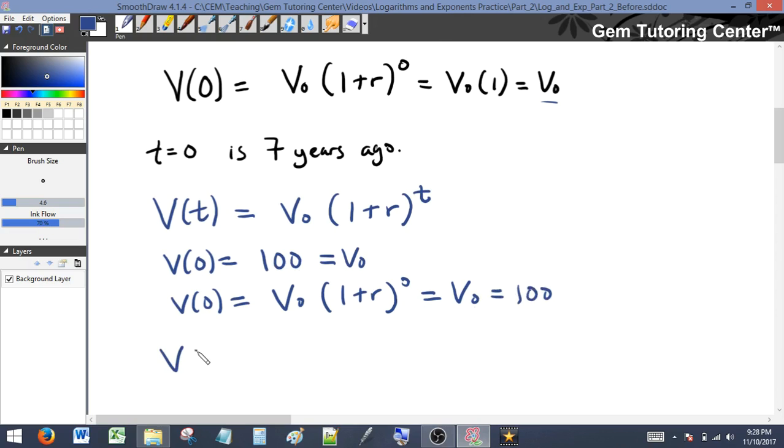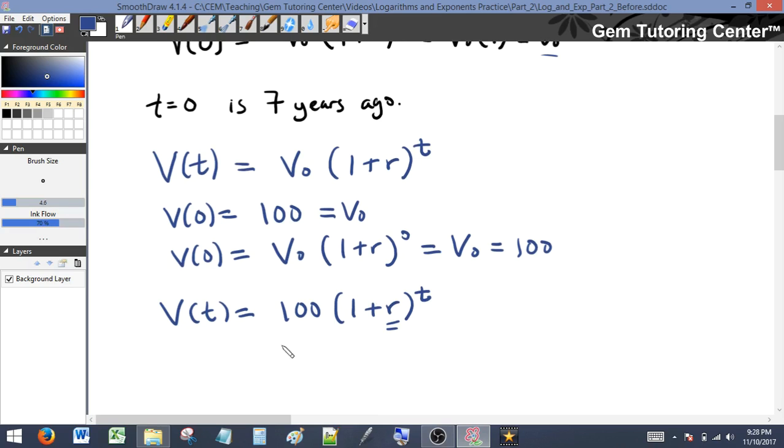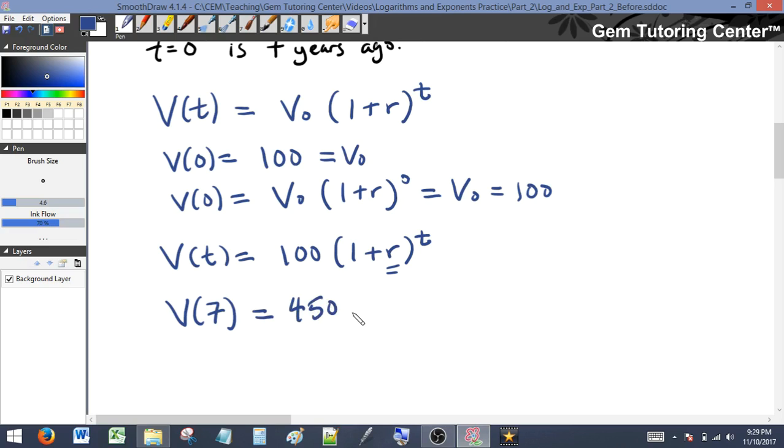So what that means is that our function is now 100 times 1 plus r to the t, and we need to find this r. 7 years later, the art piece is worth $450. When we write the expression for it, we plug in 7 here, and it's equal to $450.